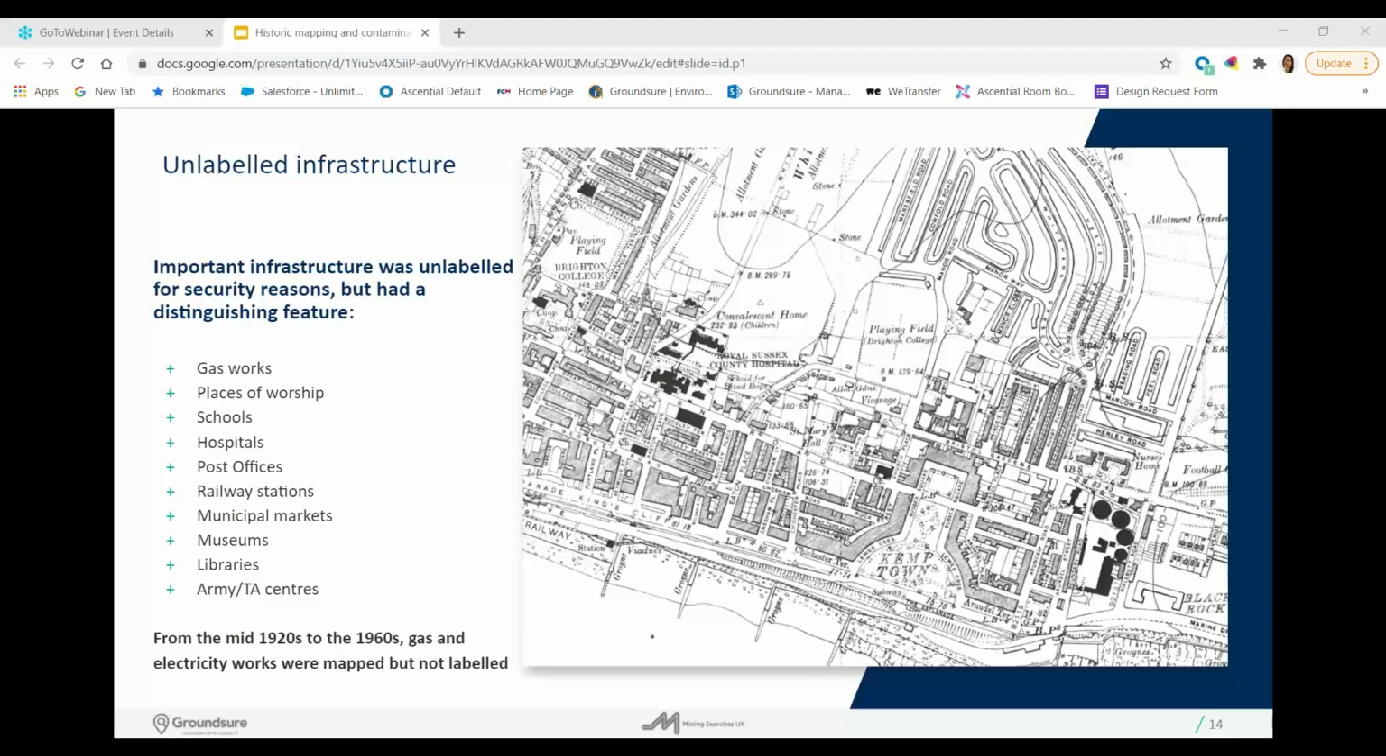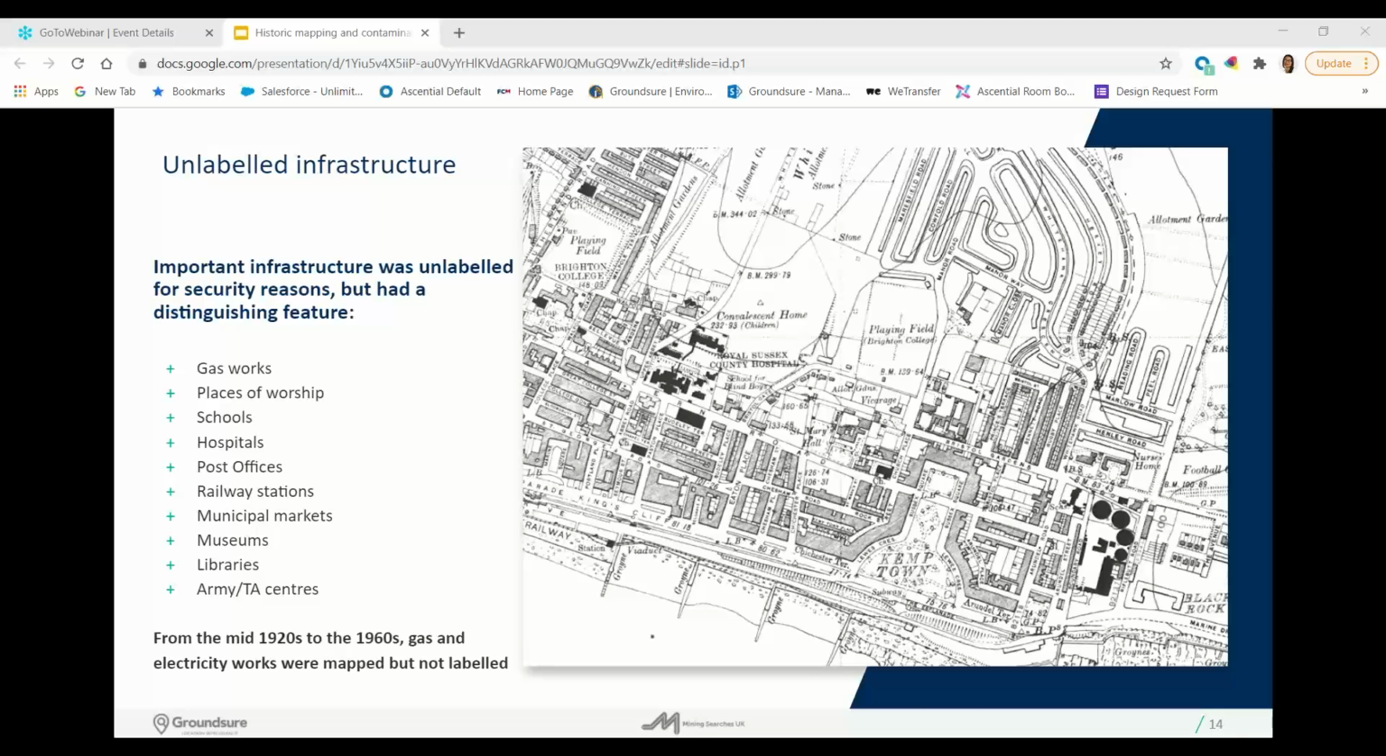And their distinguishing feature is the black shading on that map, as you can see on the screen. This indicates essential infrastructure or important buildings, but you don't necessarily know what they are. And so sometimes you may see in our reports that a property may be either in or near works or unlabeled infrastructure. And so it sounds kind of innocent enough, but do not be fooled. In some cases, these may have been any of the number of things that you see on the screen.